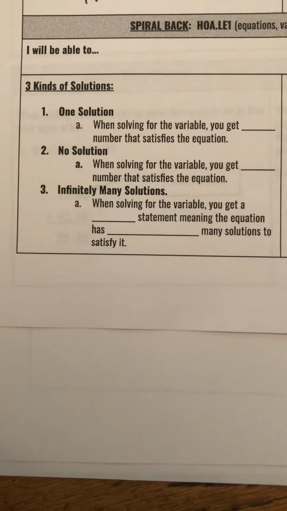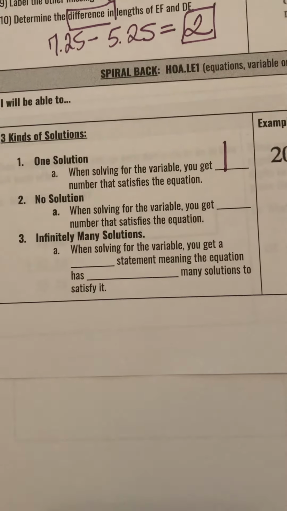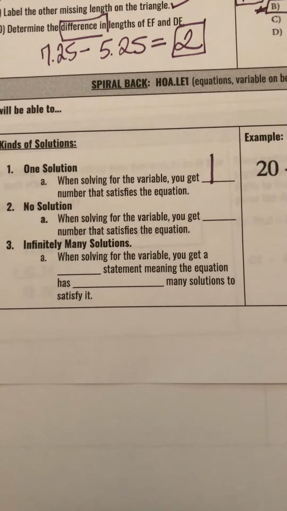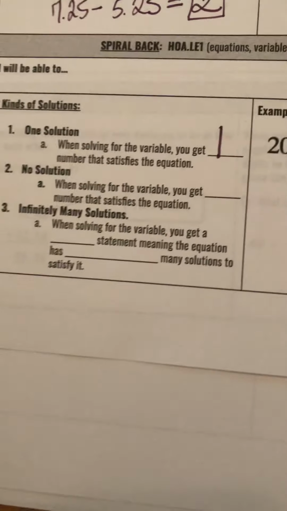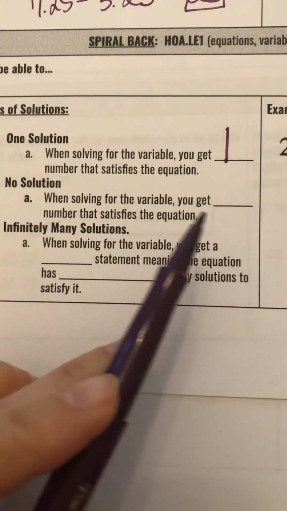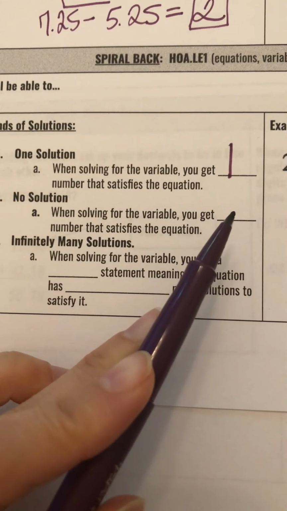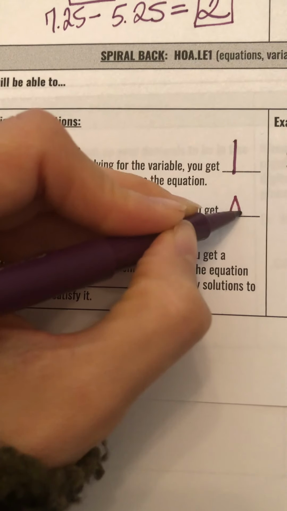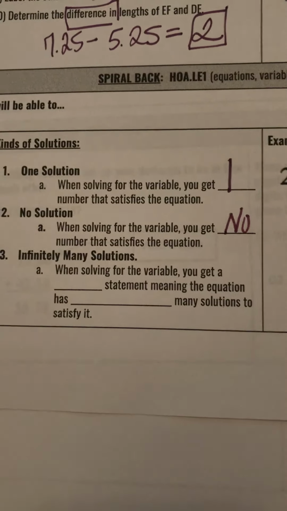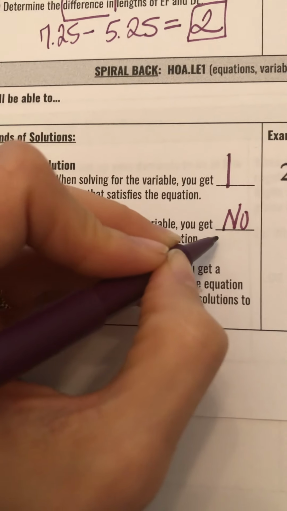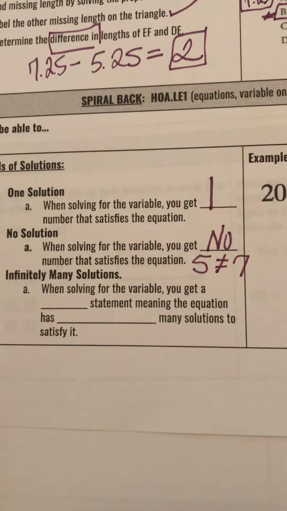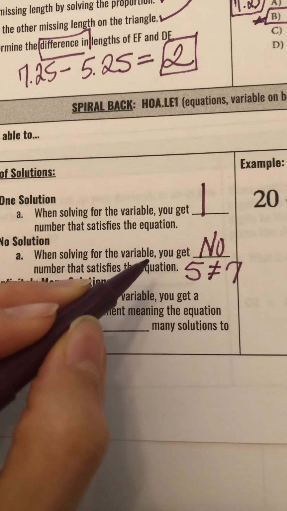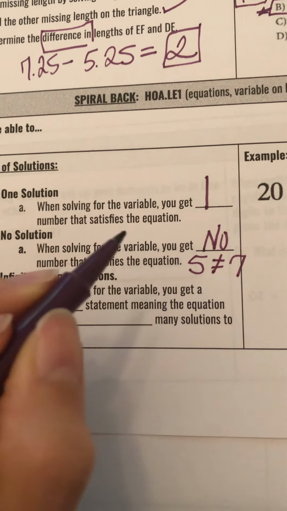I can have one solution, which is when solving for the variable, you get one solution or one number that satisfies the equation. For example, that might say x equals 5. Number 2 says no solution. So when I'm solving for the variable, you get no number that satisfies the equation. That might look a little something like, let's say, 5 does not equal 7, right? That is a not true statement or a false statement, which then means there are no solutions.